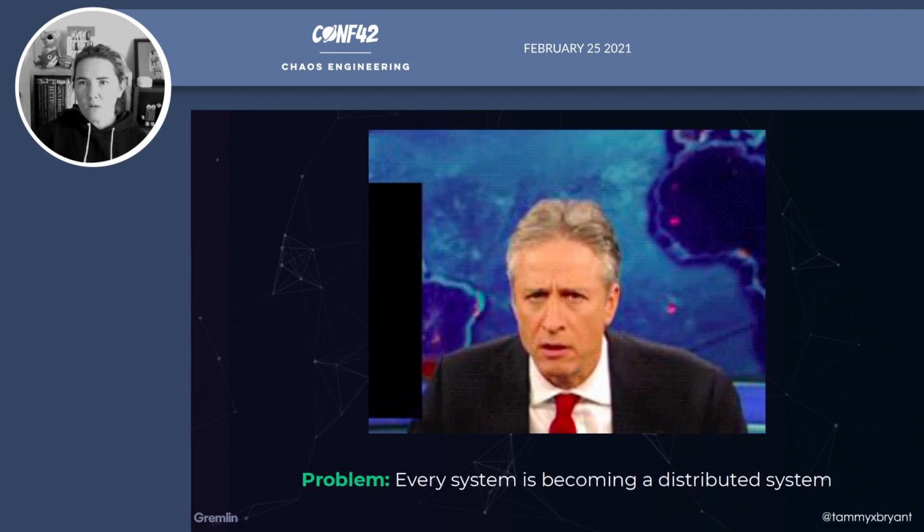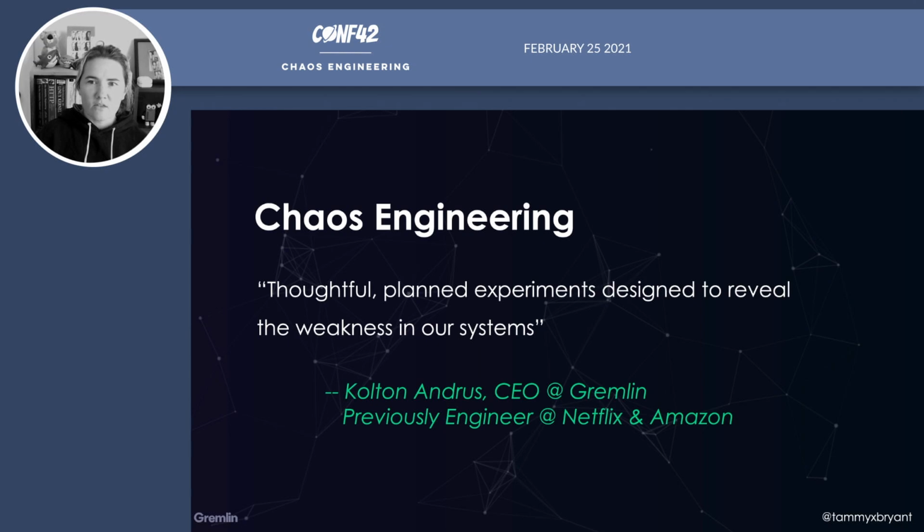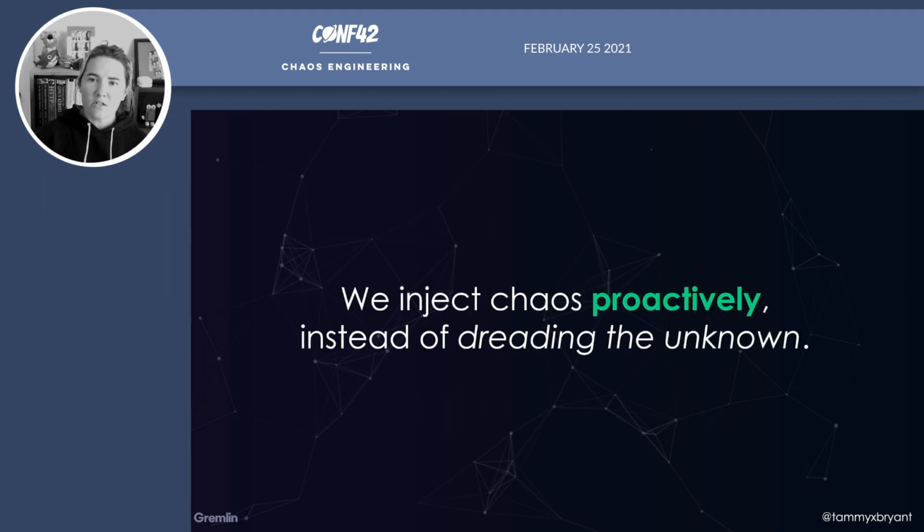One of the biggest problems these days is that every system is becoming a distributed system. That makes things really complicated. You see a lot of folks with faces like this whenever they join a new company and there's a distributed system, or if they're just trying to add something new. So what is chaos engineering? Thoughtful, planned experiments designed to reveal the weaknesses in our systems. We inject chaos proactively instead of dreading the unknown.